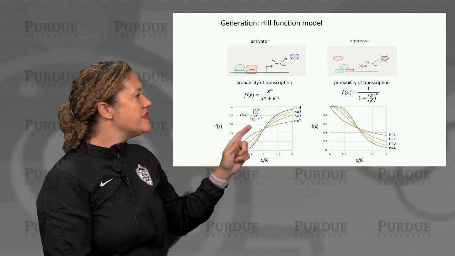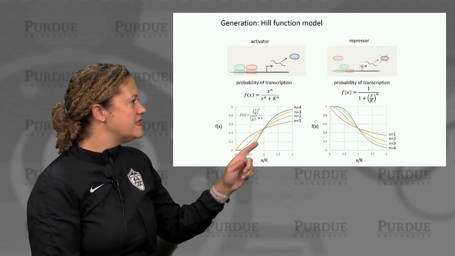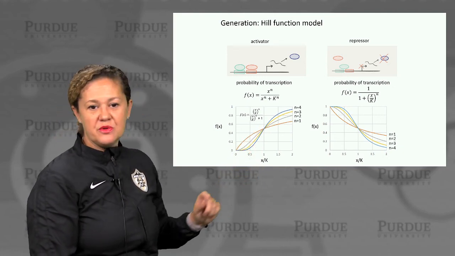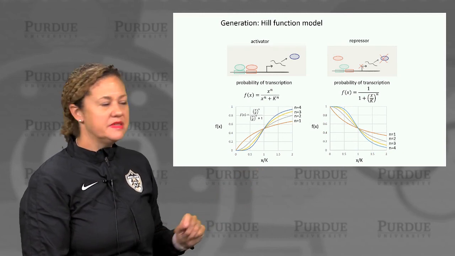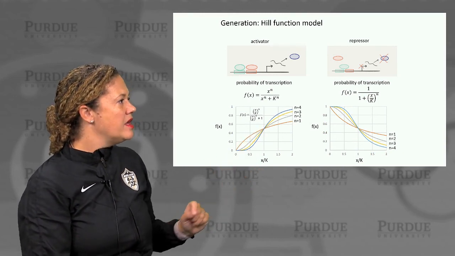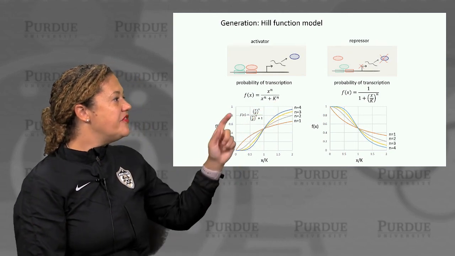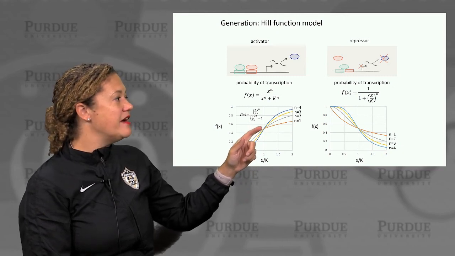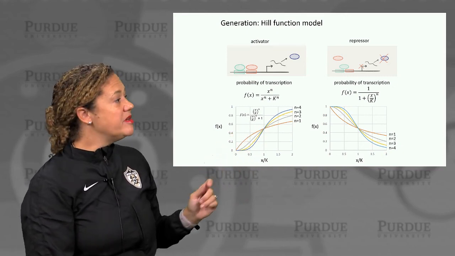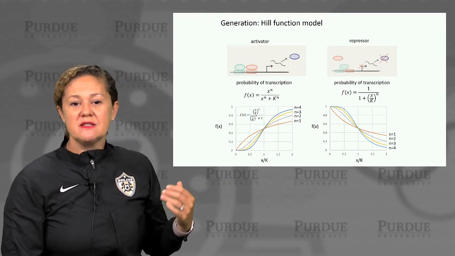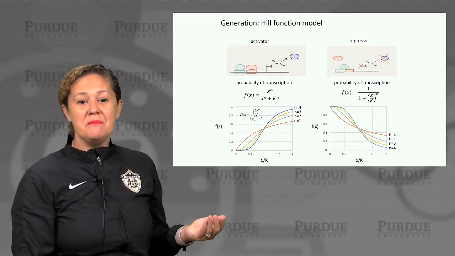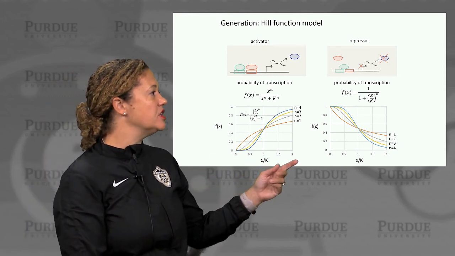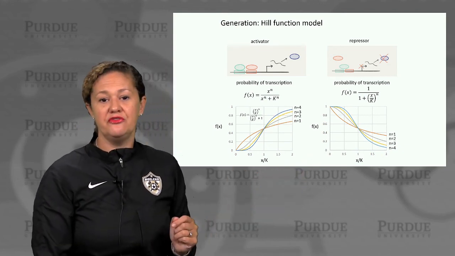Okay? And so this K value now becomes apparent. We can see that all of these lines cross each other, right? Where X equals K, X over K equals 1. And so from this, we can see now that K is the value of X, the concentration of X, where that probability f of X is 0.5. Or from a gene expression standpoint, where the expression level is half of the maximum possible value. And we'll come back to that in a second again. But let's first take a look at the repressor version of our Hill function model.